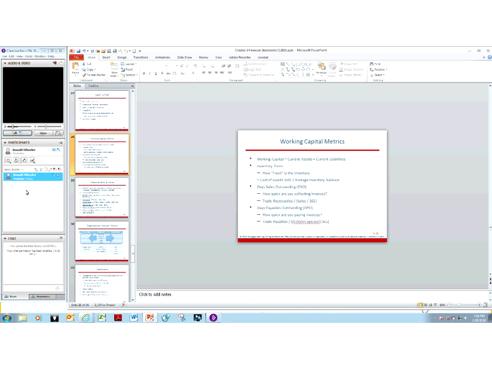Perhaps that company should have higher working capital. Another important thing for manufacturing companies is inventory turns. So how fresh is the inventory? How many times during the year do they go through their inventory? And you can imagine this is a metric that varies dramatically across different types of company.